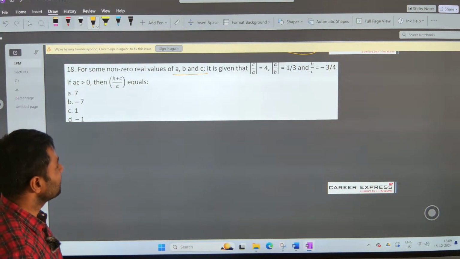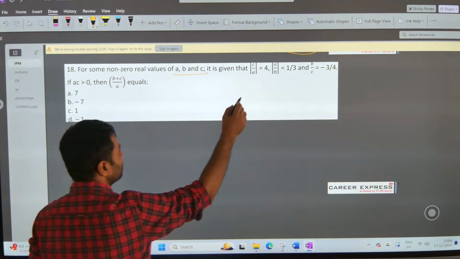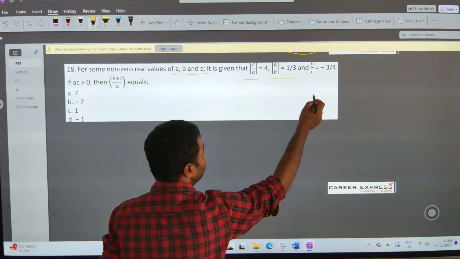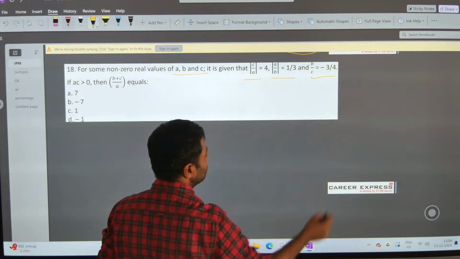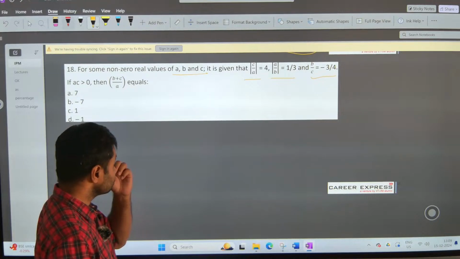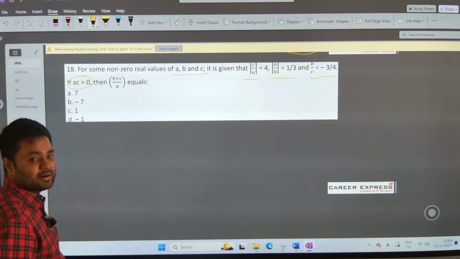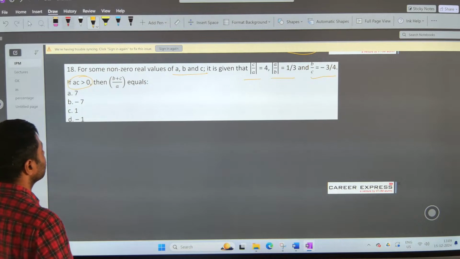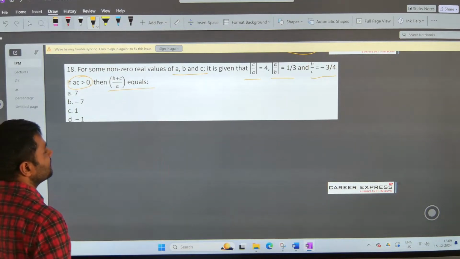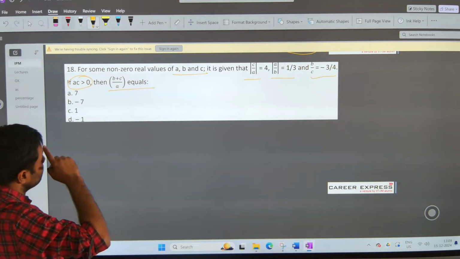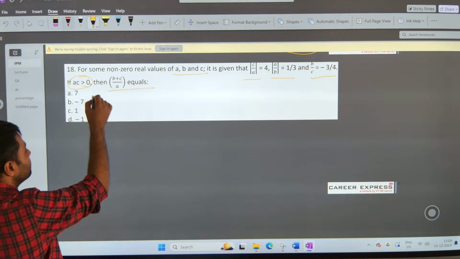It is given that mod of C by A is 4, mod of A by B is 1 by 3, and mod of B by C is minus 3 by 4. Also, A into C is more than 0. A and C multiplication is more than 0. So we need to find the value of B plus C by A. So here we can start our question from this.